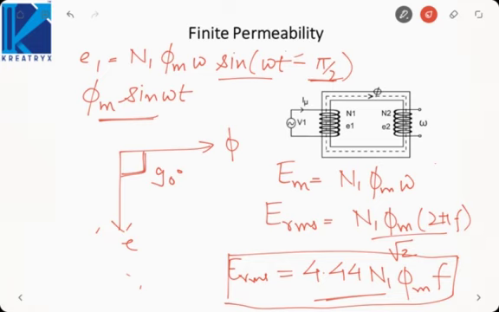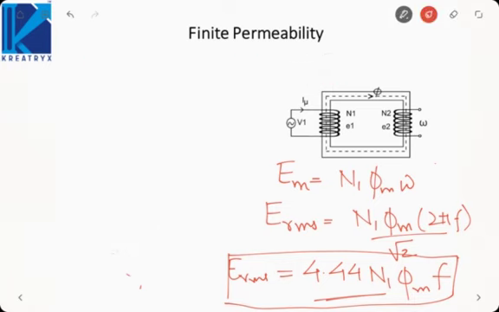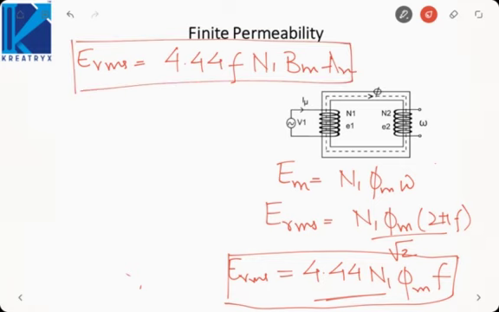So this is all about the primary. Now let us see further. We can break this flux into flux density and area. So we can write the RMS value as 4.44 f N1 Bm into An. An means the normal area to the magnetic field, or we can say the cross section area. Bm is the maximum value of magnetic flux density inside the core. So what I have done is I have converted the flux into flux density.